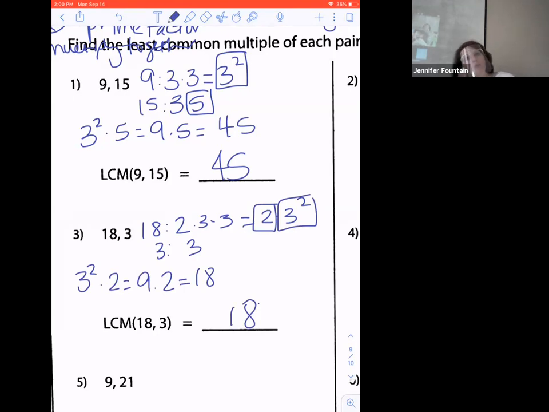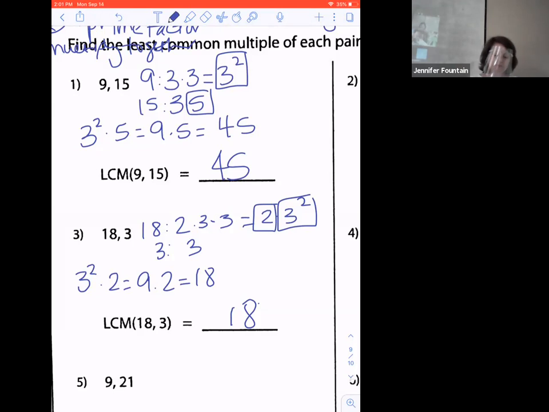So remember the other way that we talked about: it would be the same as saying, okay, 18 times 1, 18 times 2, 18 times 3, 18 times 4. You can list out your multiples, and then I would list out my multiples of 3, and the first number that I came into contact with that was in both of them would be 18.